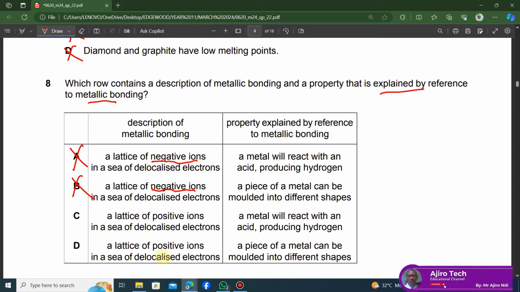Metals majorly consist of a lattice of positive ions in a sea of delocalized electrons. So that eliminates A and B. So we're left with C and D. Now, the next property has to be in reference to the bonding. So this one says the metal will react with an acid producing hydrogen. That doesn't relate to the metallic bonding, okay? The next one says a piece of metal can be molded. Yes, the malleability of metals is directly related to the metallic bonding present. So D is a correct option there.